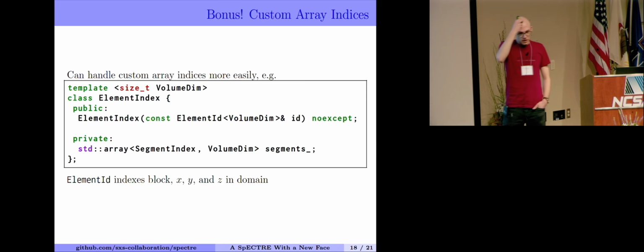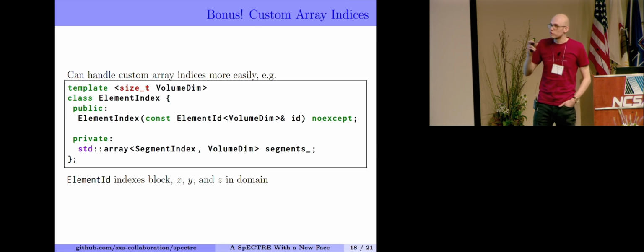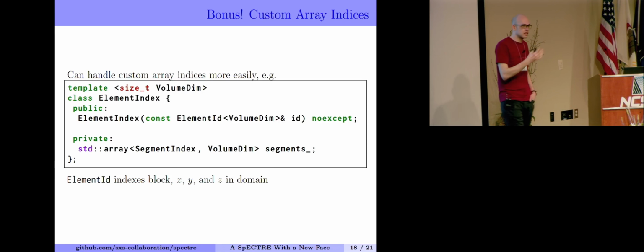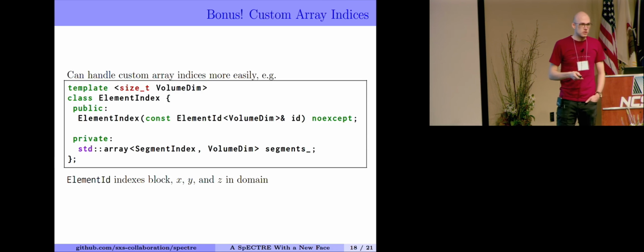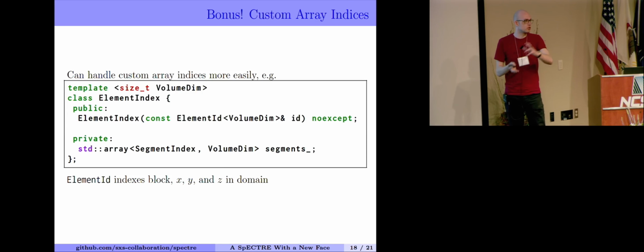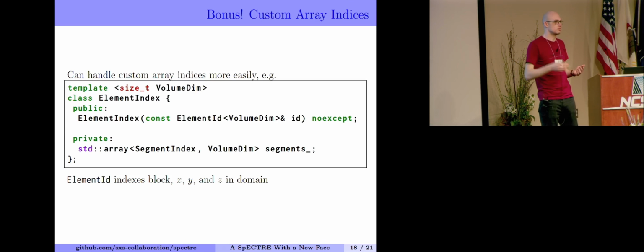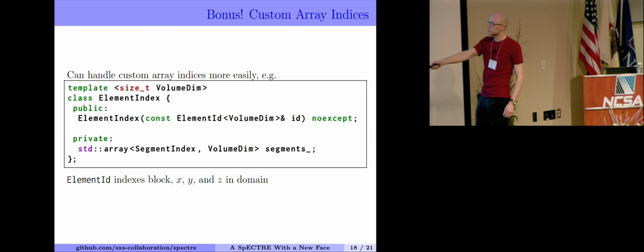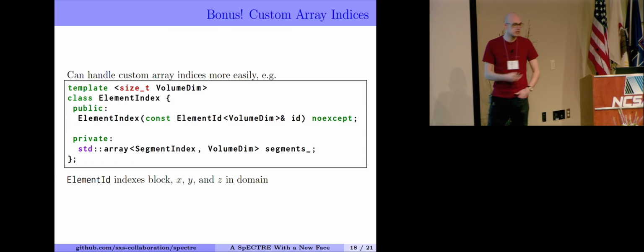The other thing that we found, and actually got kind of for free, is Charm allows you to do custom array indices so that you can index it however you want. In our domain, we set it up via low resolution large blocks, and then inside of those blocks we perform AMR. So we index things with a block, an X, a Y, and a Z coordinate, and that's it.